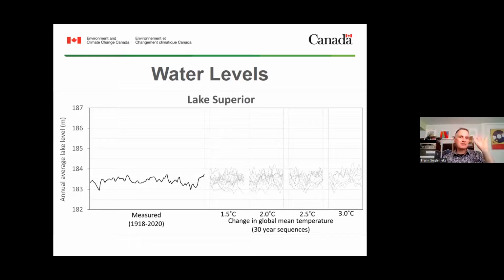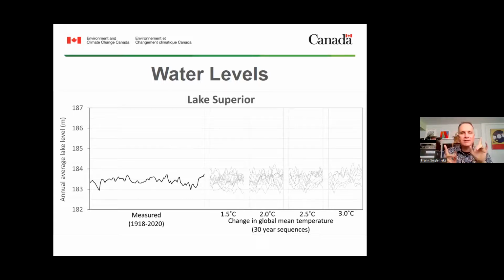You can see here, what we've done is taken Lake Superior on the left, the classic, with the measured levels from 1918 to 2020, but then each one of the 4 sections of the spaghetti plot are, okay, here are the projected lake levels if the change in global mean temperature is 1.5 degrees, 2, 2.5, and 3 degrees, in a nice 30-year sequence.